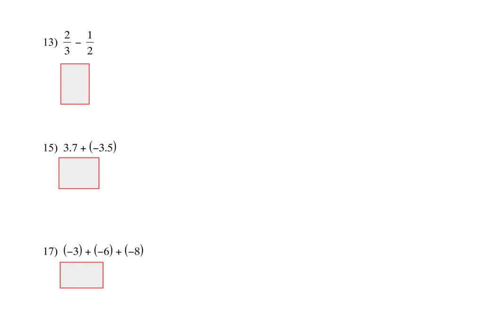So that first one we had a common denominator. This one we do not. So we have my 2 over 3 minus my 1 over 2. 2/3 minus 1/2. Because I do not have a common denominator, I need to get a common denominator.